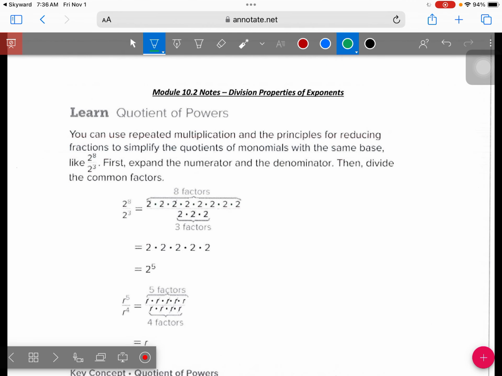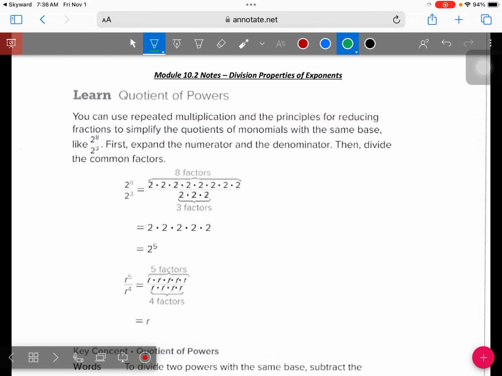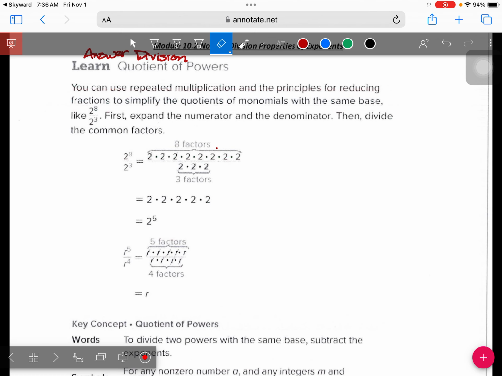Page 6. Division. Division is just like repeated subtraction. Okay? Quotient of powers. Quotient means the answer to a division problem. You can use repeated multiplication and the principles for reducing fractions to simplify quotients of monomials with the same base. They still have to have that same base.